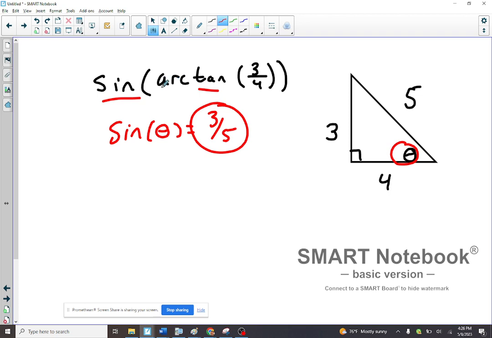And then the last one is when they're different. That's when you make a right triangle. So it's really only 3 versions.